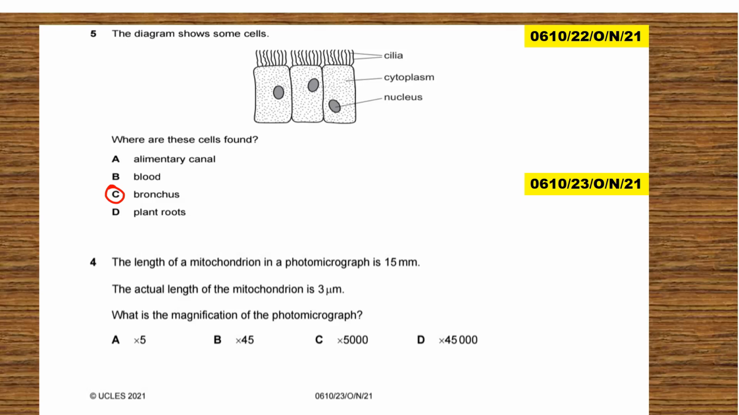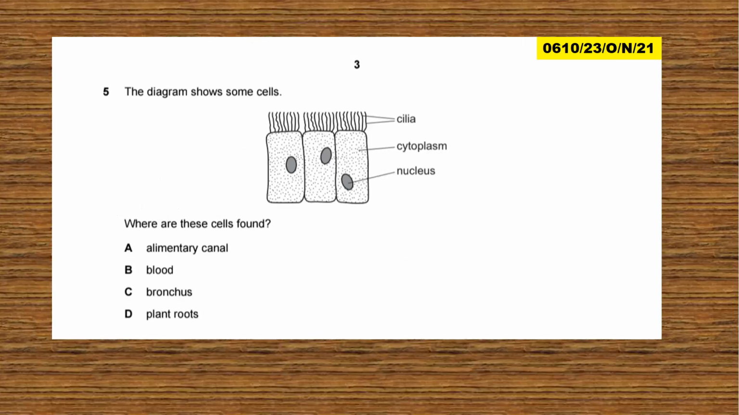What about variant 3, paper 2 of October-November 2021? The length of a mitochondrion in the photograph is 15. The actual length is this. So this one also we've answered already. That is 5,000 as magnification. This one is paper 2, variant 3, October-November 2021. I think some of the questions were repeated, but I guess you understand that we've answered this one already.